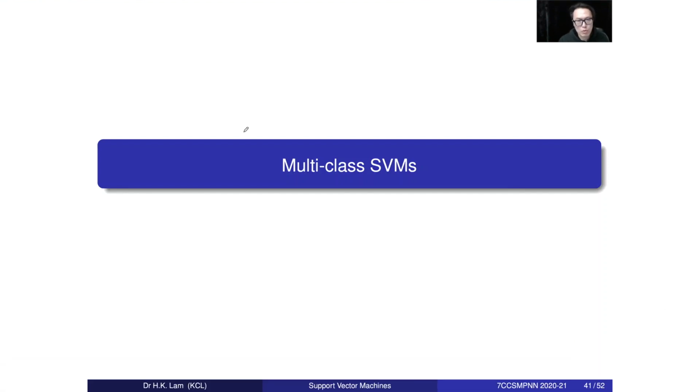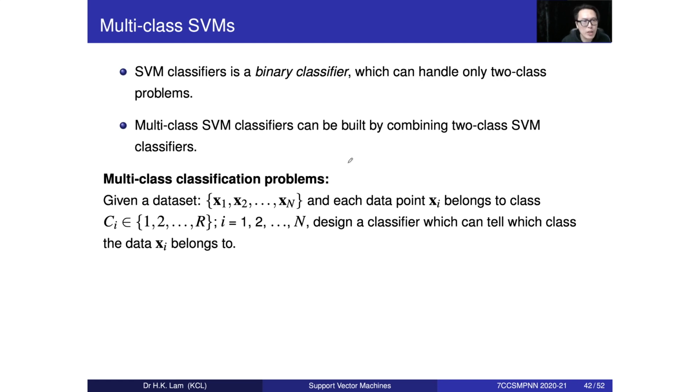In this topic, we talk about multi-class SVMs. We know that SVM is a binary classifier. That means we can only use SVM to tell which class it belongs to, either class 1 or 2, indicated by +1 or -1. So how do we turn the binary SVM classifier into a multi-class SVM? That is this topic.